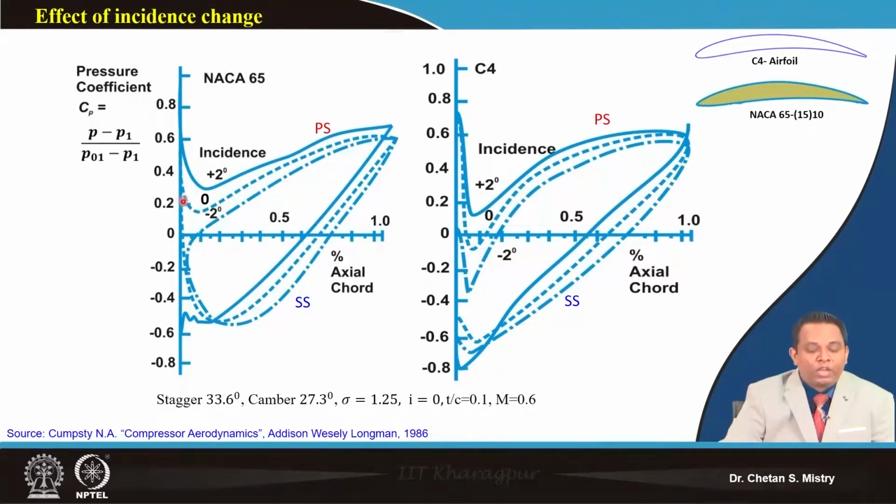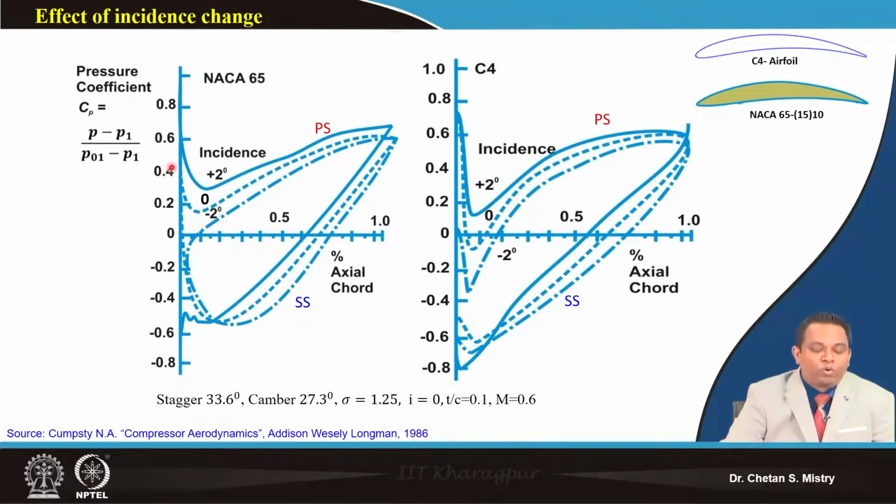Here this represents how my CP or pressure distribution changes along the chord for particular flow angles. It says stagger angle is 33.6, camber angle is 27.3, solidity is 1.25, incidence angle at the initial stage is 0, thickness distribution is 0.1, and Mach number is 0.6. So entry Mach number is 0.6. Both the plots are done for this configuration.